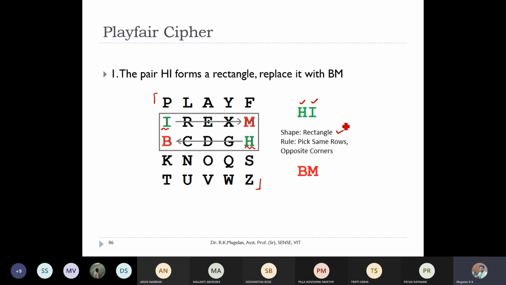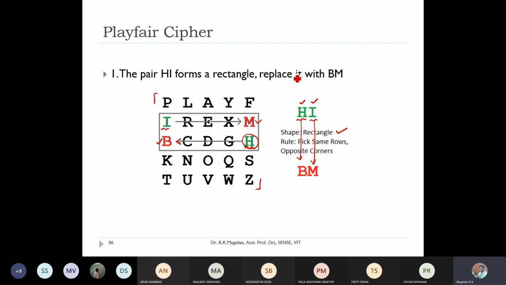Next rule, I'm going to replace the plain text with the respective ciphertext values. How are we going to do that? If a rectangle is formed with the corner elements of the plain text, choose the elements in the same row in the opposite corners. For example, if H is the letter, the opposite corner in the row direction is B, and for I, the opposite corner in the row direction is M. So H will be replaced with B and I will be replaced with M.